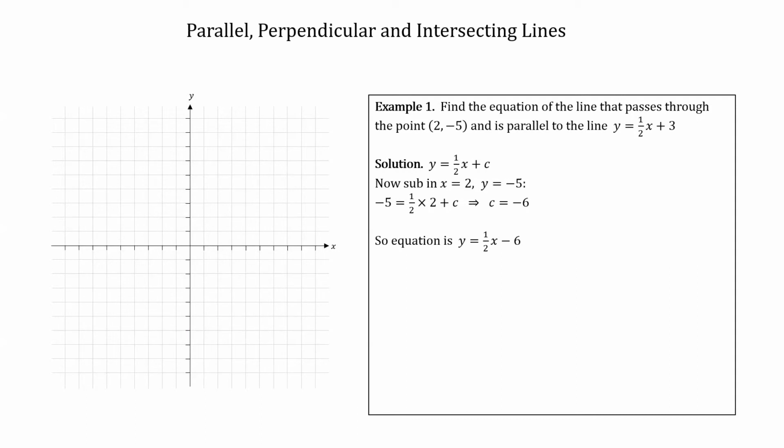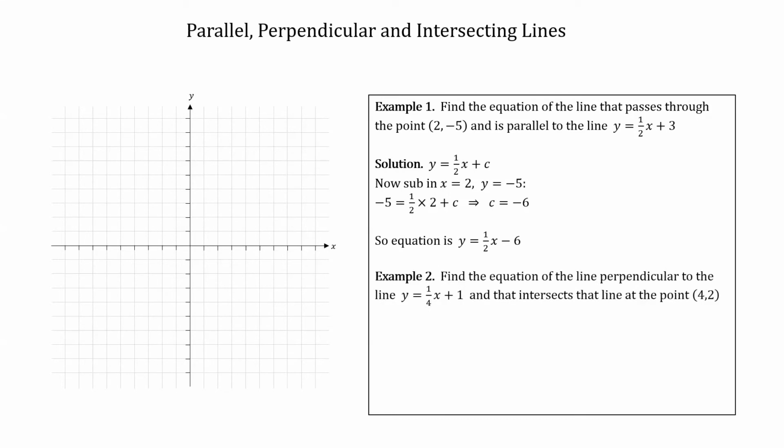So let's try a second example. Find the equation of the line perpendicular to the line y equals 1/4 x plus 1, and that intersects that line at the point (4, 2). So we want it to cut the line 1/4 x plus 1 at the point (4, 2), and we want it to do so at a right angle.